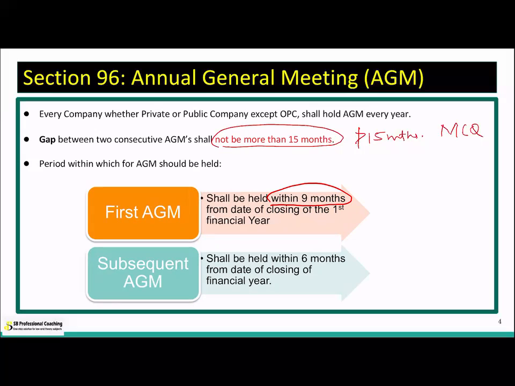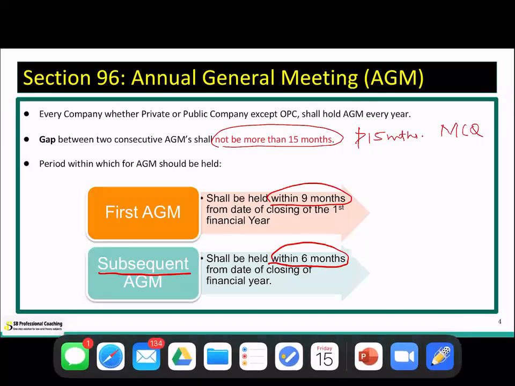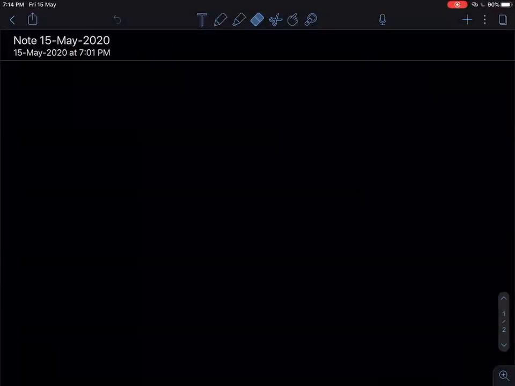And in case of a subsequent AGM, it shall be held within 6 months from the date of closing of the financial year. I hope this is clear. Let me give you a small example for you to understand this more.